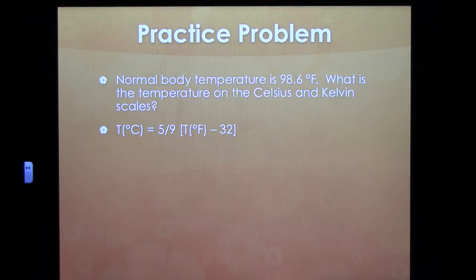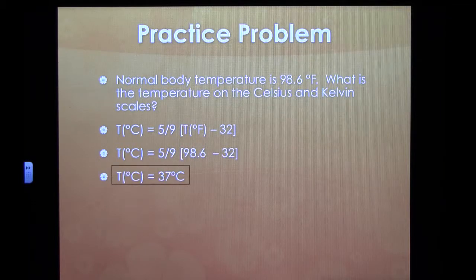Using the equation, we will take 98.6 degrees Fahrenheit and plug it in for temperature. We'll subtract 32 from 98.6 and then multiply that entire quantity by 5/9. Plugging into the equation, we get 37 degrees Celsius.